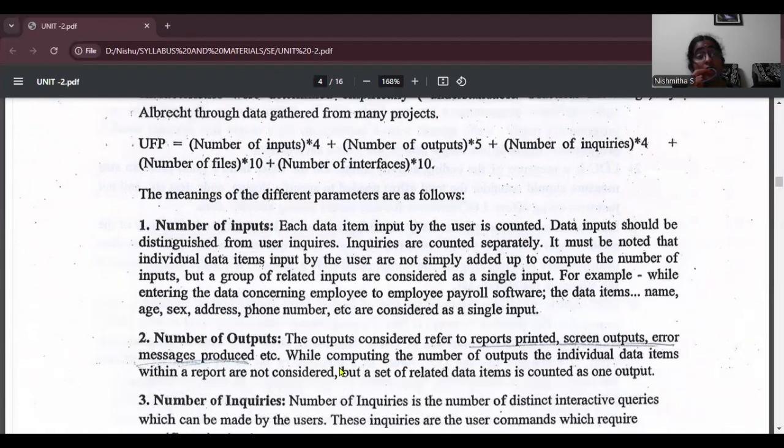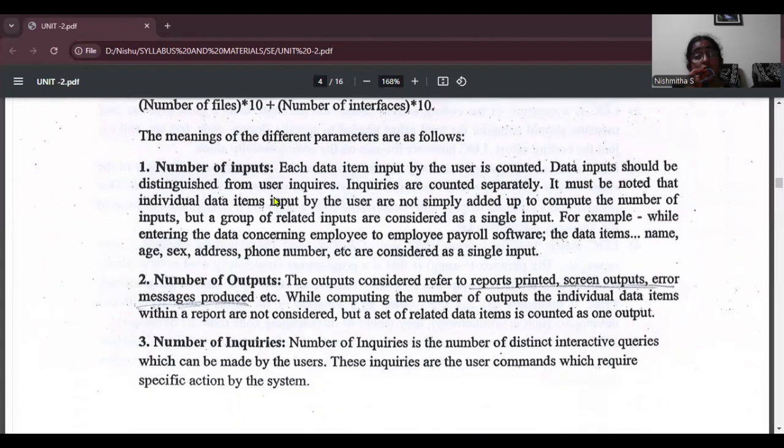Number of outputs: here, the outputs considered refer to the reports printed, screens, or output messages produced. While computing the number of outputs, the individual data items within a report are not considered, but a set of related data items is counted as one output. Number of inquiries: the number of inquiries is the number of distinct interactive queries which can be made by the users. These inquiries are user commands which require a specific action by the system.